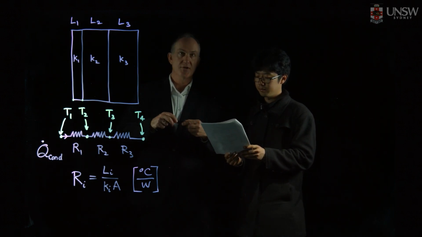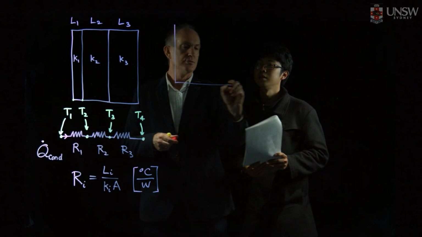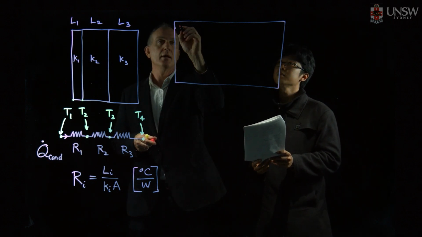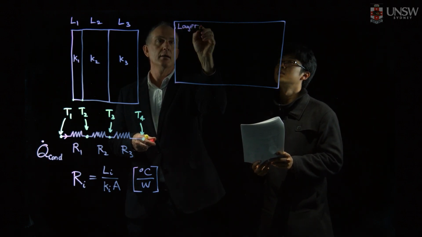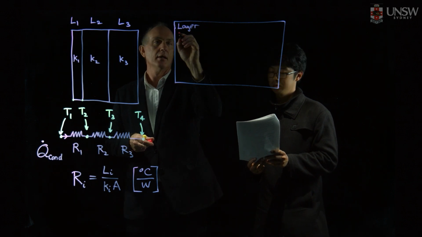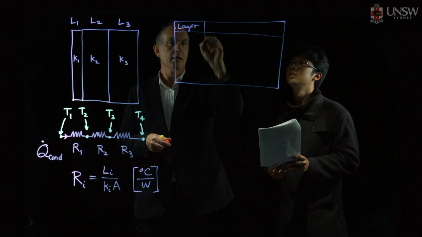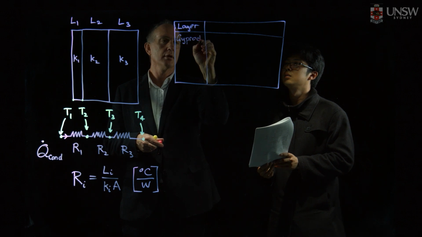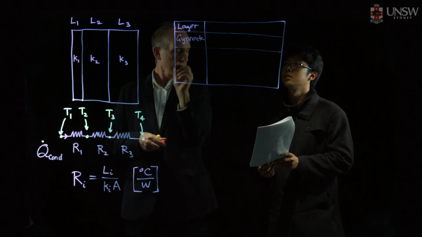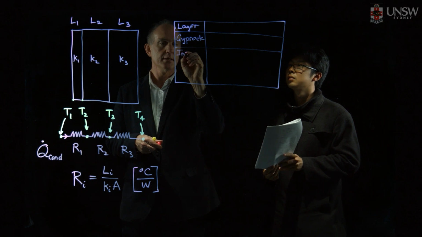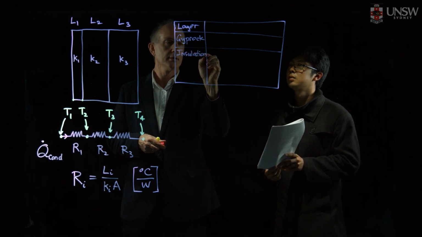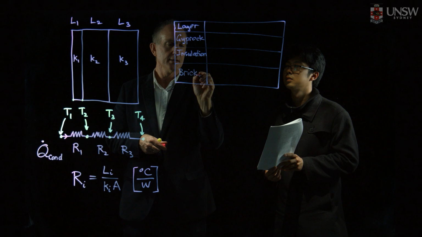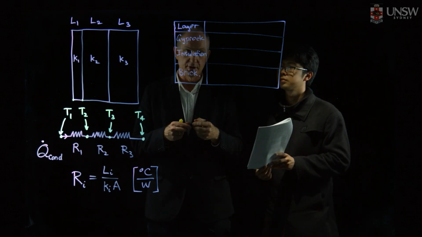So, first of all, we need to just draw up our table, and we need to have layer. So we'll have that first layer, gyprock. The second layer is the insulation, and the outer layer is brick. Very typical construction.